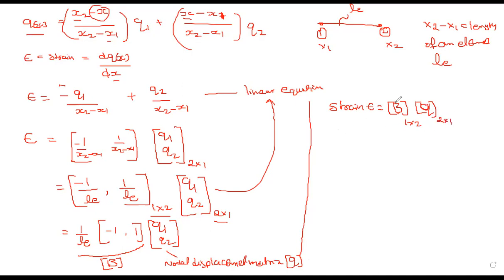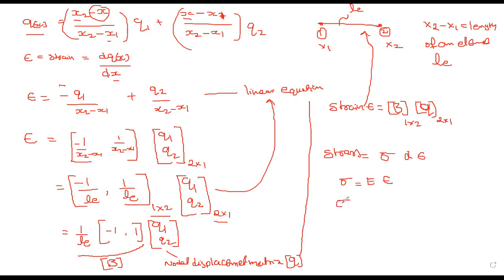This is a strain formula for a simple generic element having nodal numbers 1, 2. This B matrix is very useful to derive the stiffness matrix in the next session, and also we are able to find the stress. The stress can be defined as sigma. Sigma is directly proportional to the strain, or otherwise sigma is equal to Young's modulus times epsilon.